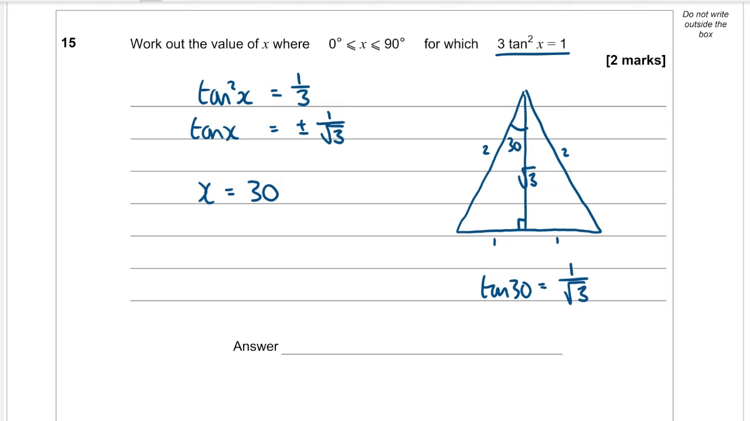So therefore, the inverse tan of 1 over root 3 is going to equal 30. And if I take the negative value, I would end up with negative 30, but that's outside of the range. So therefore, I'm not going to use that one. So the answer is just x is equal to 30.